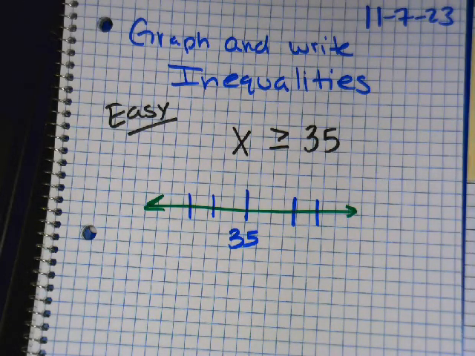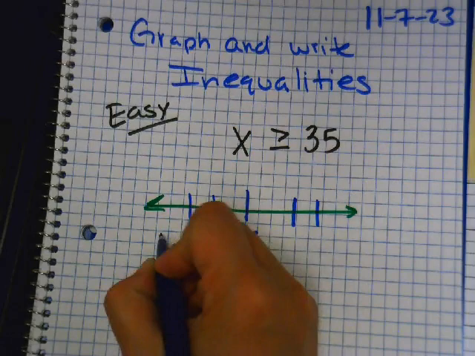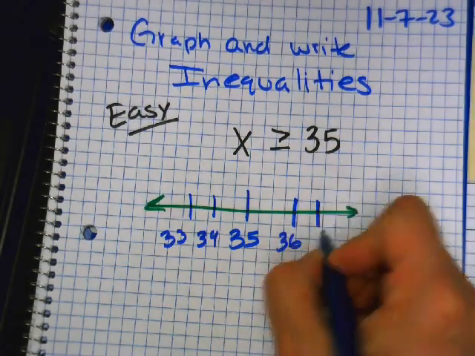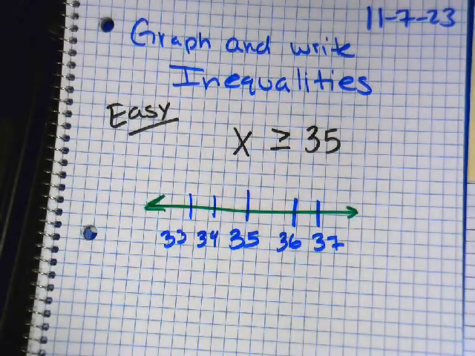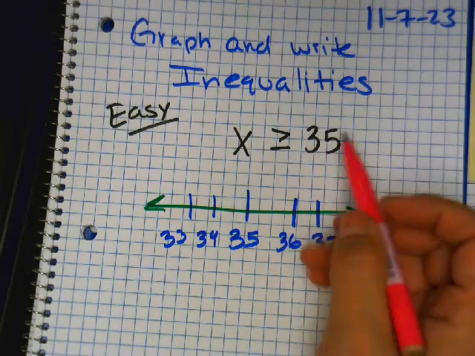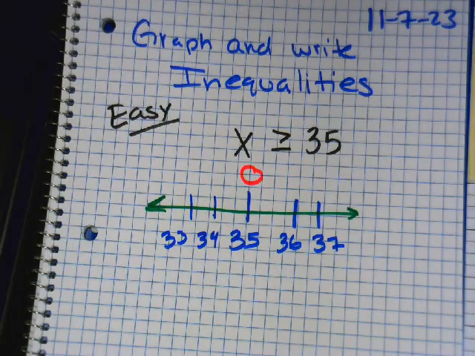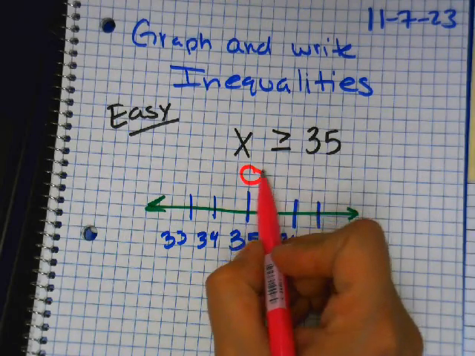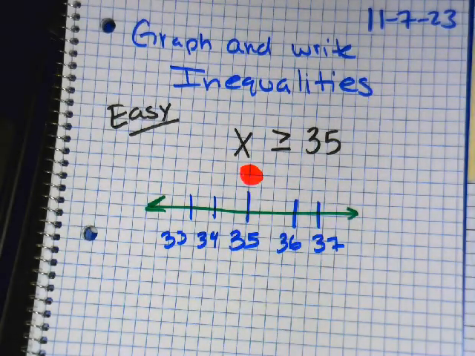Tell me 2 numbers above and 2 numbers below. 34 and 33, 36, 37. Just like a number line. Yeah, so we're going to put a circle on top of this number, right? Is it shaded or not shaded? Shaded. Why? Because the line is equal to. Perfect. That line there makes it shaded.